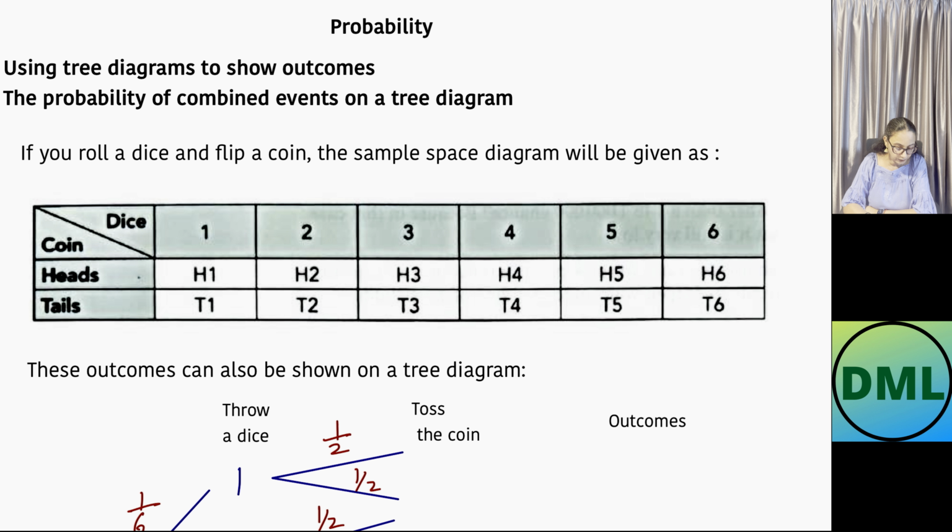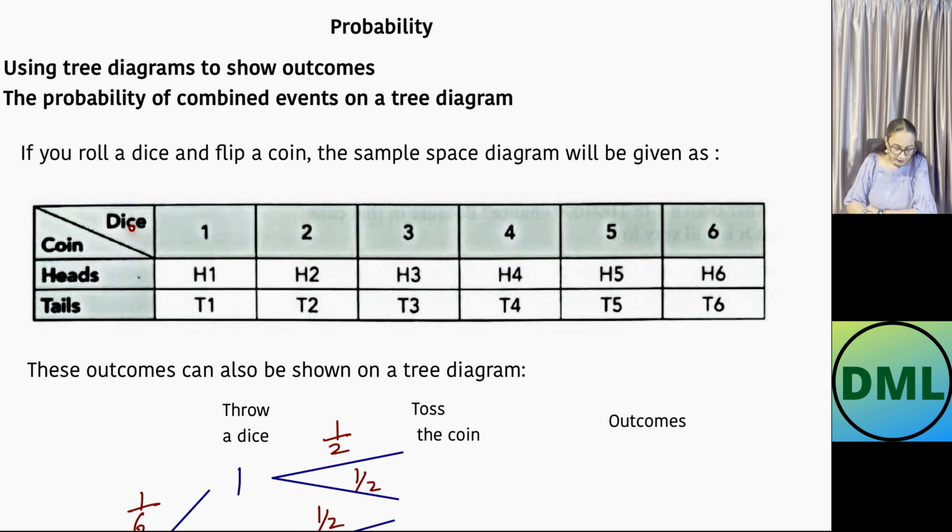Probability. We are looking at using tree diagrams to show outcomes, and the probability of combined events on a tree diagram. If you roll a die and flip a coin, the sample space diagram will be given as follows. This is your die, with the numbers 1, 2, 3, 4, 5, 6. Then you have a coin. Your options are head and tail. So we will first complete this chart here.